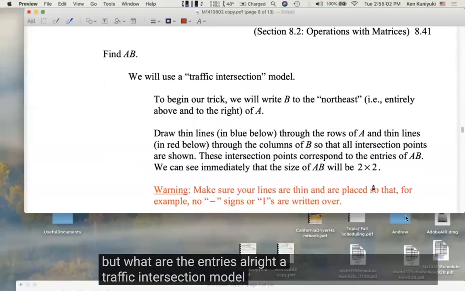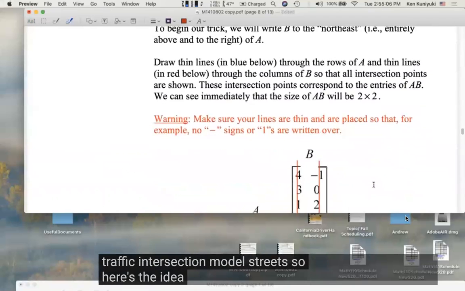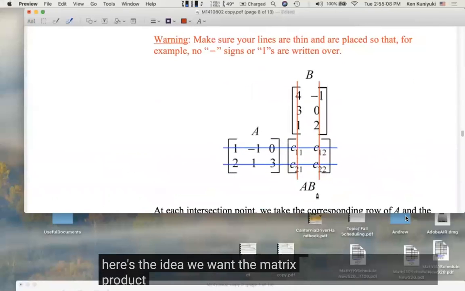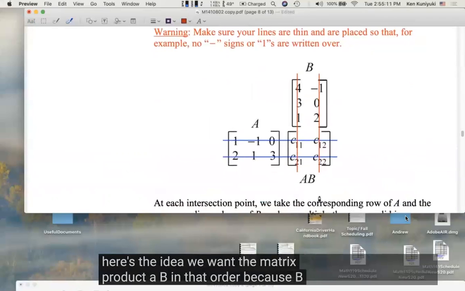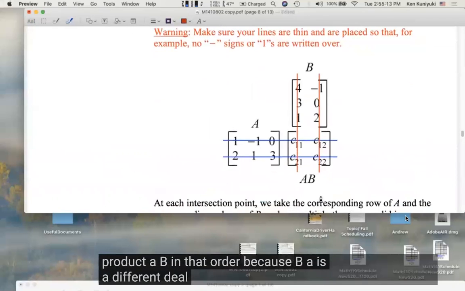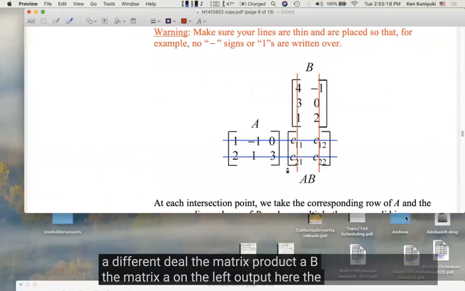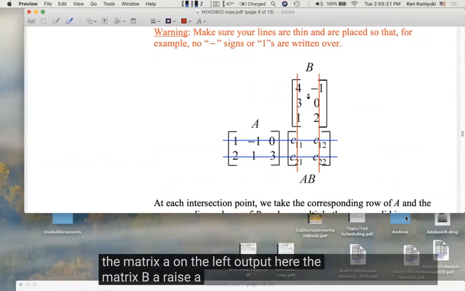A traffic intersection model, streets. So here's the idea. We want the matrix product AB in that order, because BA is a different deal. The matrix product AB. The matrix A on the left, I'll put here. The matrix B, I'll raise up here.